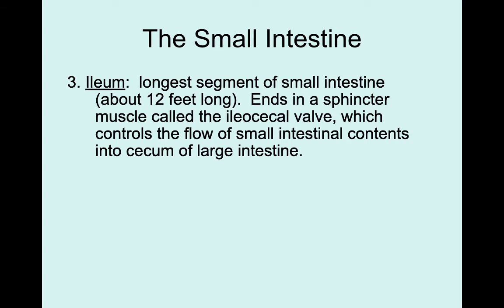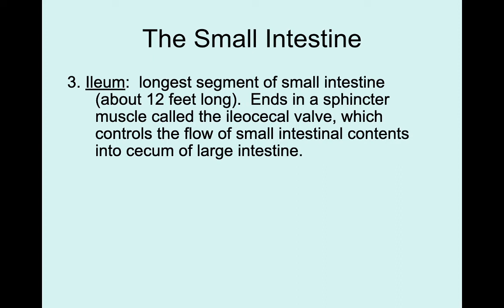The third and longest segment of your small intestine is the ileum. It's about 12 feet long. Again, you're still going to have digestion and absorption happening here, but most of it is going to happen in the jejunum. And here we have another sphincter muscle. The ileum ends in a sphincter muscle called the ileocecal valve. Again, ileo for ileum and cecal for cecum, which is the beginning portion of the large intestine that is attached to the ileum of the small intestine.